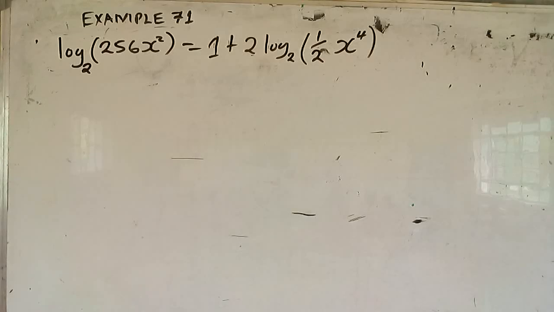Example number 71. Solve the following logarithmic equation. Log 256x squared to base 2 is equal to 1 plus 2 log half x raised to power 4 to base 2, isn't it? So to solve this, you must ensure you have the same base all through for you to use the laws of logarithms.